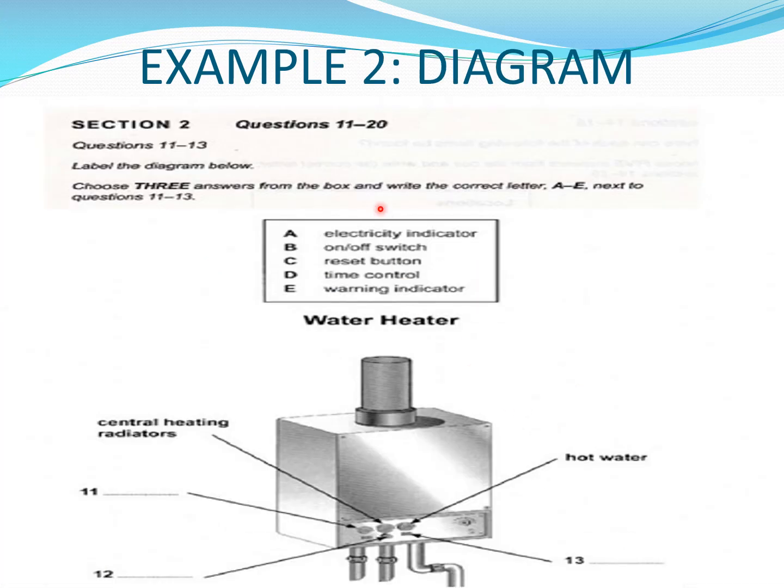Okay, this is example number 2. This is a diagram. So just read the instruction: label the diagram below. Choose the 3 answers from the box and write the correct answer A to E next to questions 11 to 13. So you have to choose only 3 options from this list of options. There are 1, 2, 3, 4 and 5 options given. You are just required to choose only 3 among them.